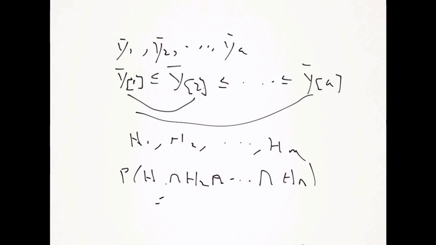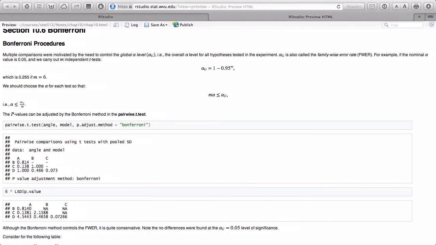In order for this to be the product of the probabilities, what do we need to have? We need to have independence of the hypotheses. So I can write this as a product from i equals 1 up to m of the probability of H sub i. And if they're all 0.95, accepting all when you should, then it's just 0.95 to the m-th power. So that's where that comes from.